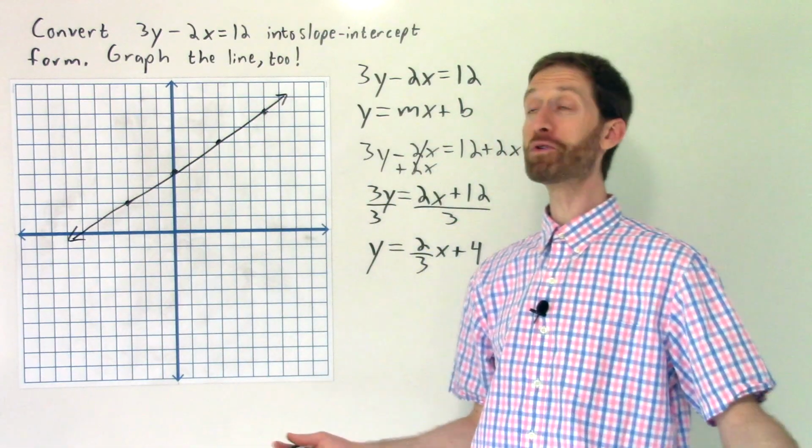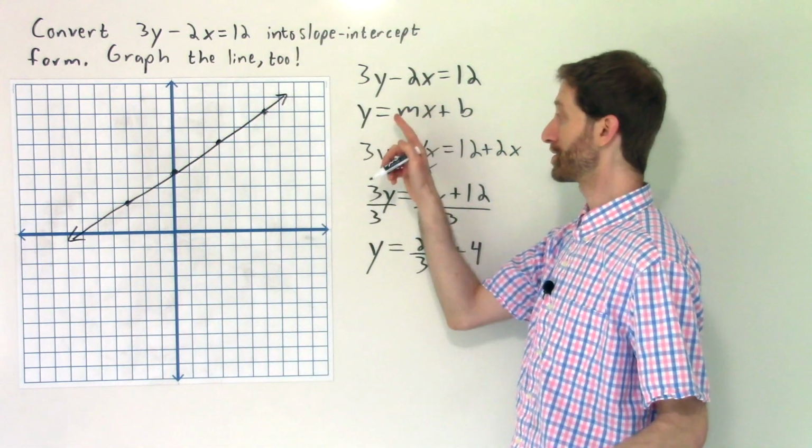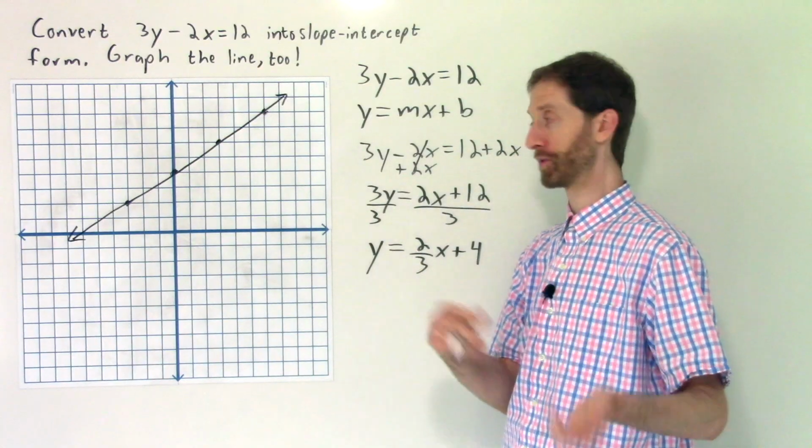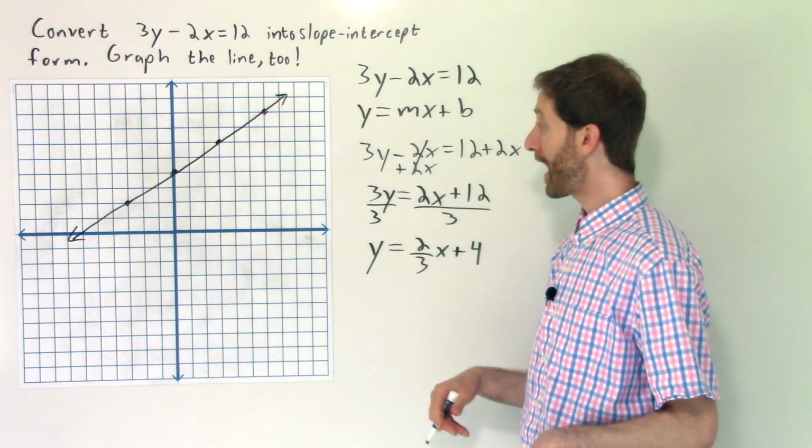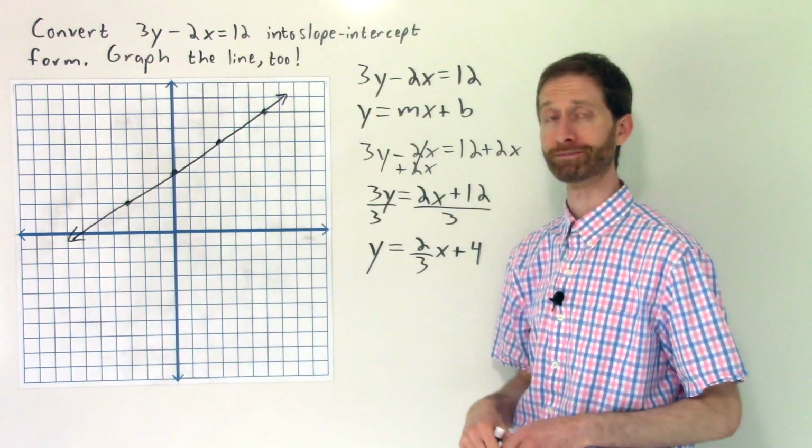So it's really a nice review problem of literal equations, right? Solving for one variable in terms of another, and slope-intercept form and how to graph it. Love it.